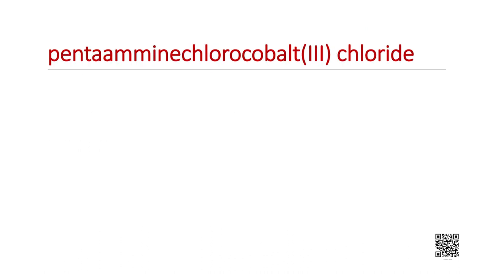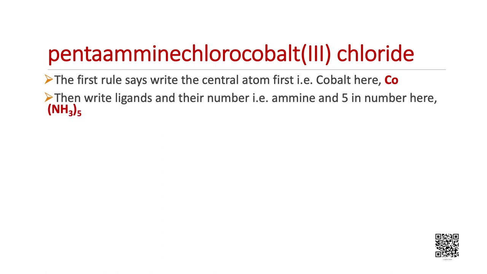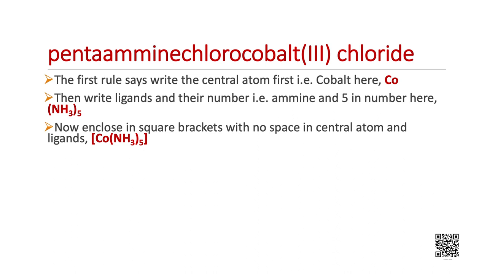For example, let us write the formula of the following compound: pentaamminechlorocobalt(III) chloride. Now, to write the formula, the first rule says write the central atom first, and that is cobalt here, the symbol Co. Then write ligands and their number, that is ammine, and there are 5 in number, making it (NH3)5. Now enclose in square brackets with no space between the central atom and ligands.